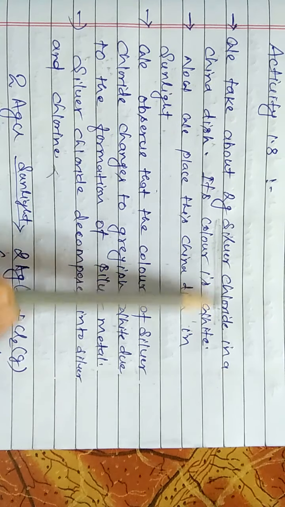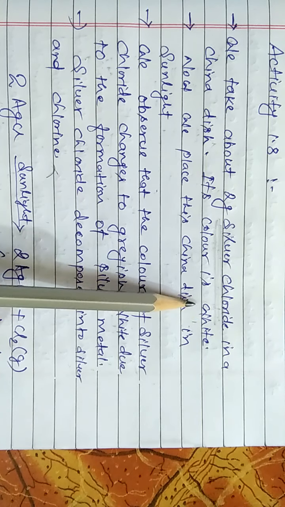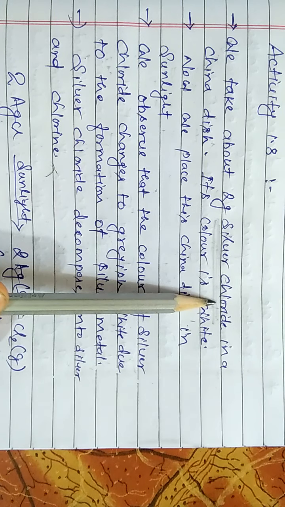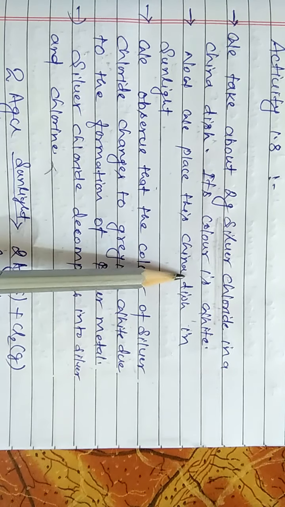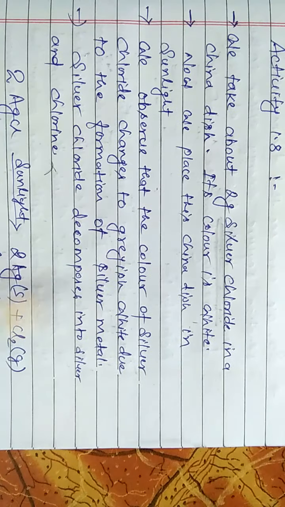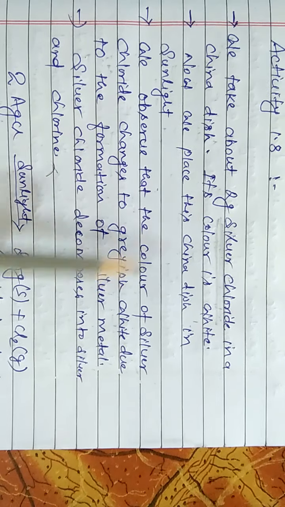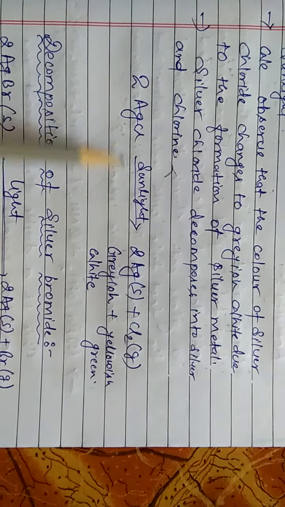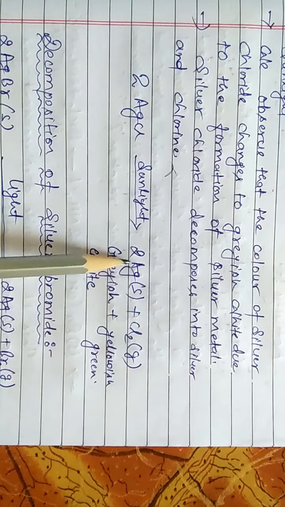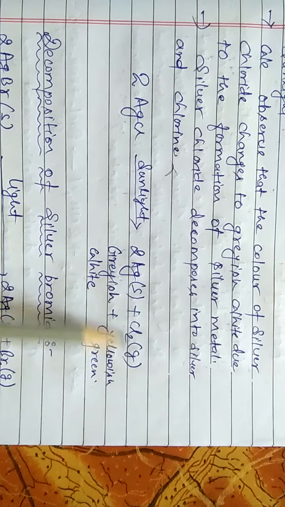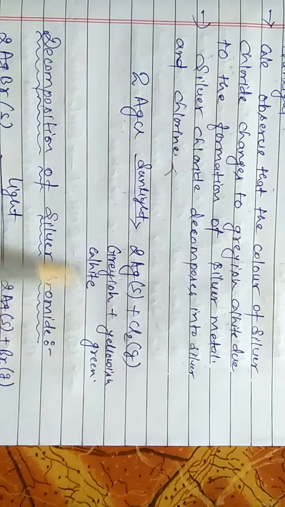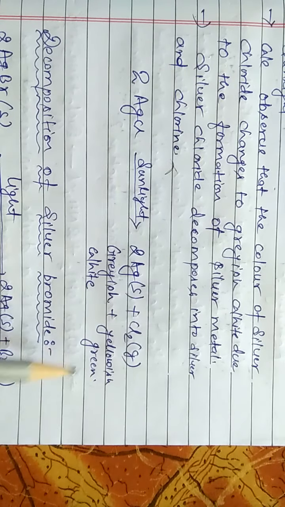So when this silver chloride is kept in sunlight, decomposition takes place and silver chloride is decomposed into silver and chlorine, and the color of silver, we all know, is grayish white, so the color will change from white to grayish white. Here is the reaction. It's a balanced chemical equation. 2AgCl, sunlight is passed, then it will form 2Ag, that is solid, and Cl2, chlorine, that is a gas. The color of this silver will be grayish white and the color of chlorine will be yellowish green.